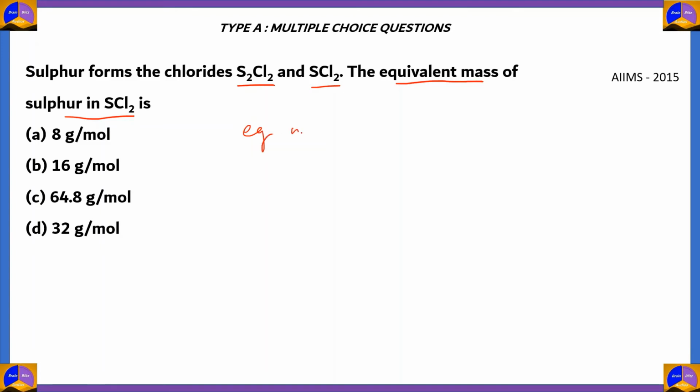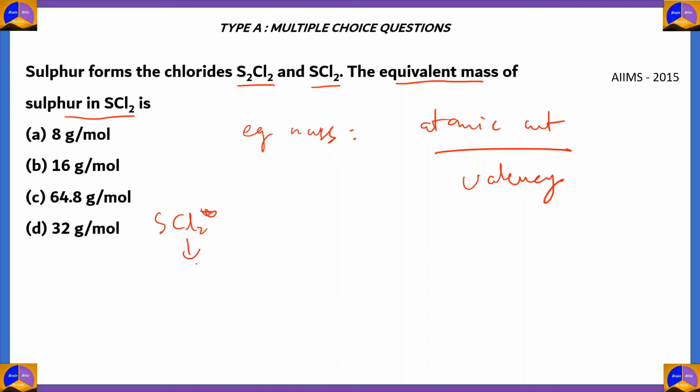So equivalent mass is equal to the atomic weight divided by the valency. So here we have to find the equivalent mass of sulfur in SCl2. So SCl2 becomes S2+ and 2Cl-. So S has the atomic weight 32, sulfur, and divided by its valency, which is 2. So we have our answer, 16 grams per mole. Option B is the right answer.